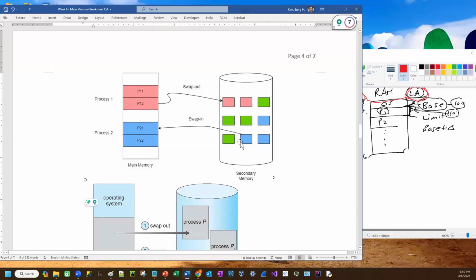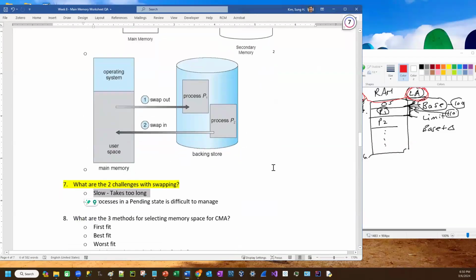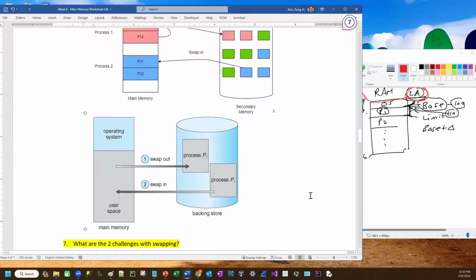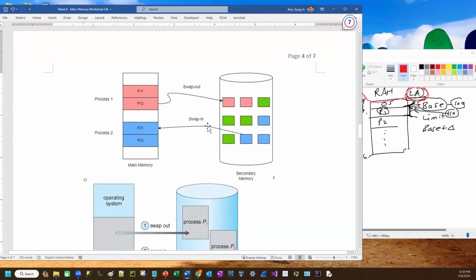Whenever you access the hard drive or SSD, that takes a longer time, right? So that's a problem, and people don't want to wait that long. The magnitude between these two is about 100, maybe 100 or more. So you want to avoid this, right?